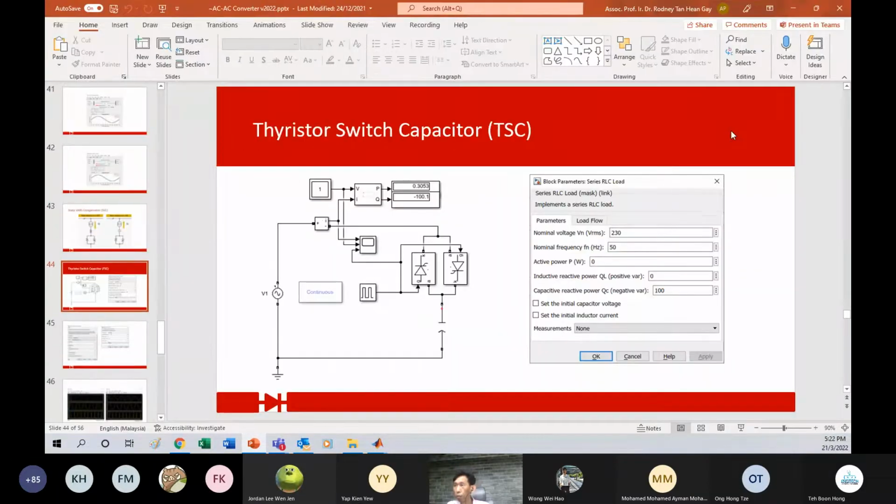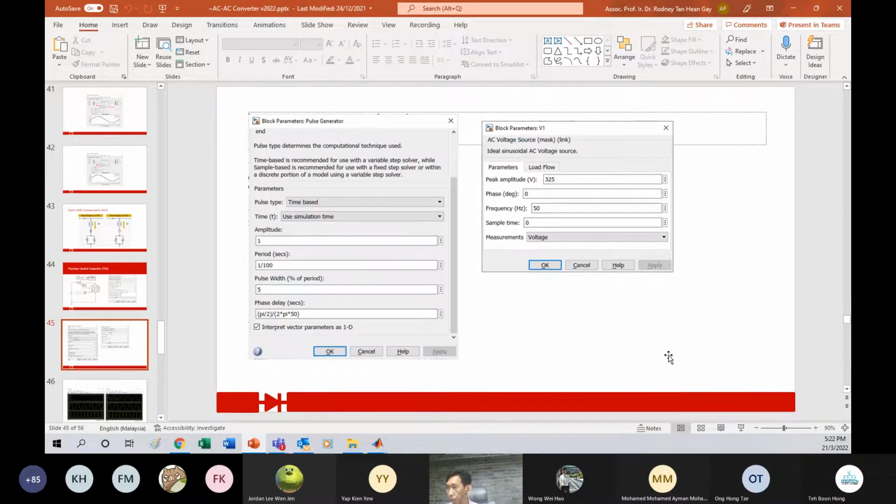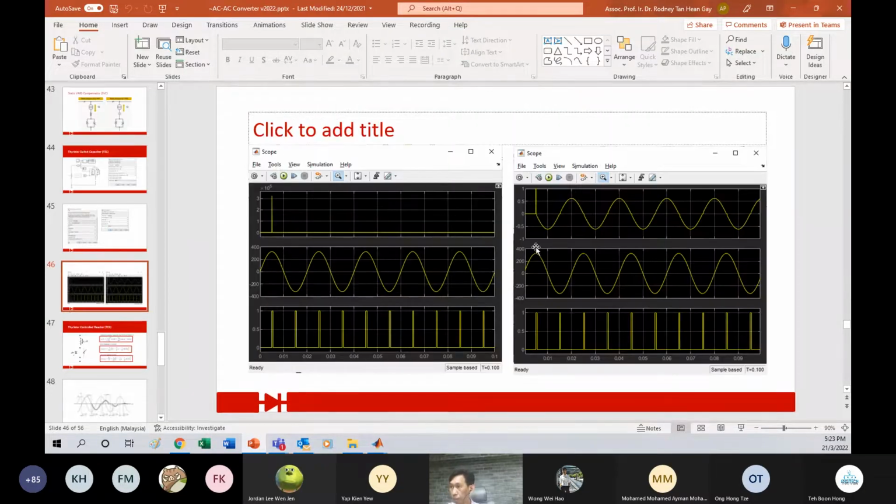All right, so we stop at TSC, which is a thyristor switched capacitor, which is widely used in the transmission line and the utility side. And then we have this simulating demo. We show that by turning on the capacitor, we can actually change the reactive power injected to the grid. So therefore it will change the power flow of the transmission line.